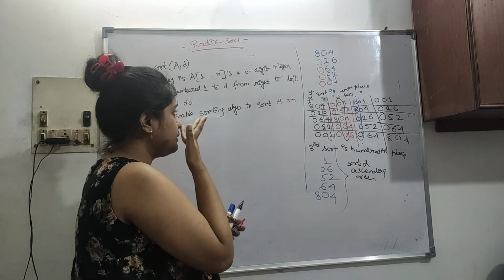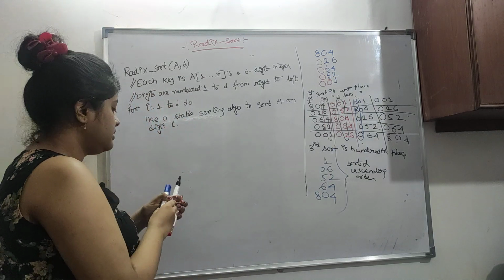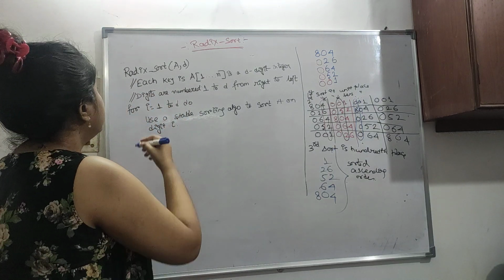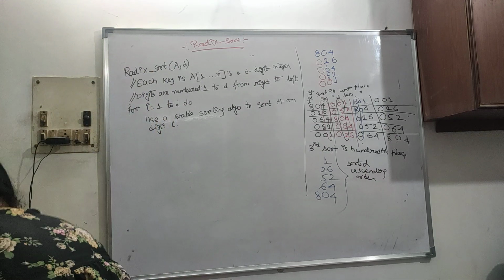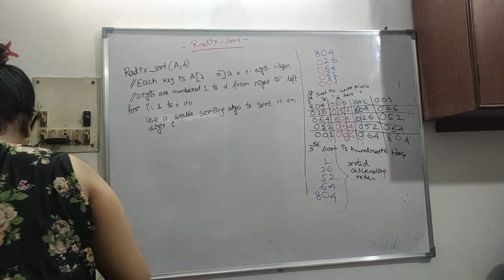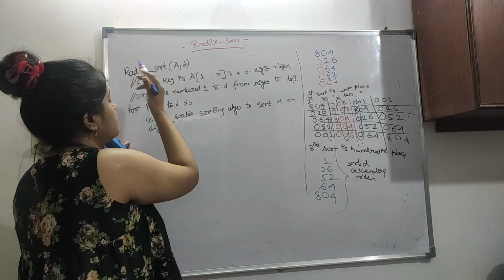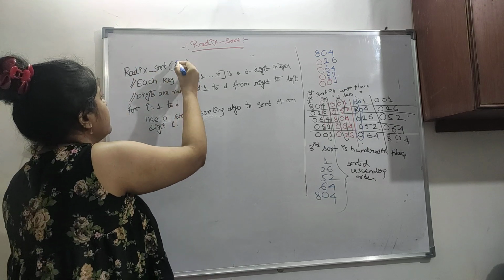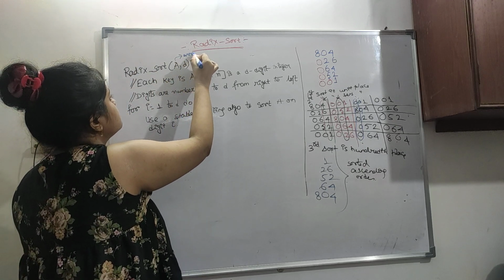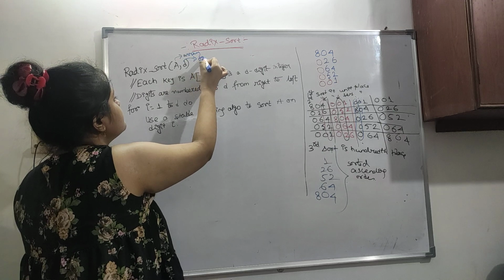Now let's see the algorithm. Here nothing much. So now let's see radix sort. Radix sort is our function name. A is the array, and D is the digits.